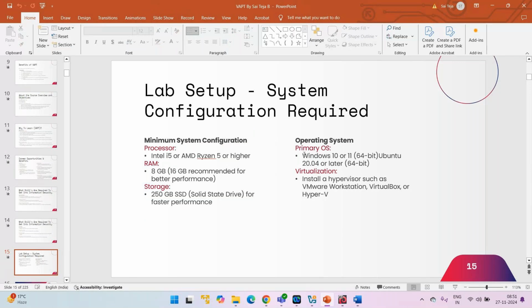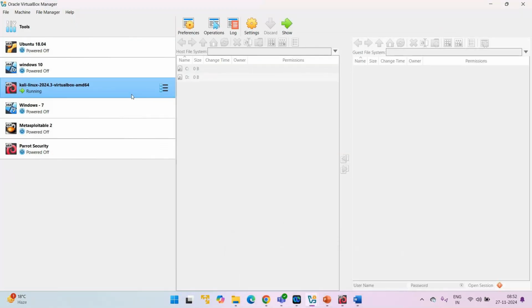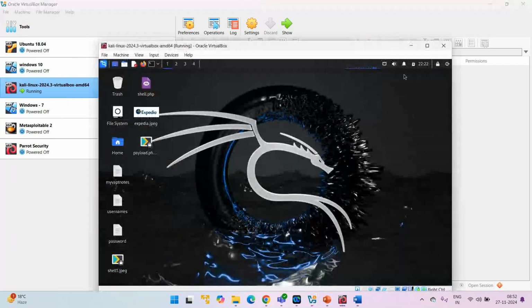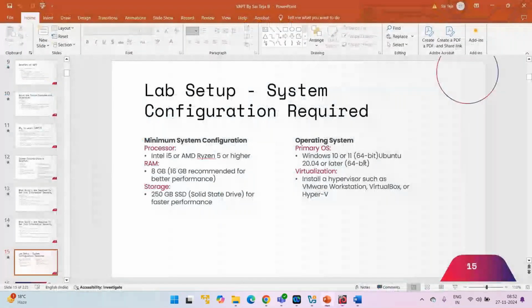So what we do is we use Windows as the basic operating system. On top of that, we are going to install a virtualization layer. Inside the VM, we are going to install operating systems like Kali and Windows, and we'll start attacking them. So this is all high level.